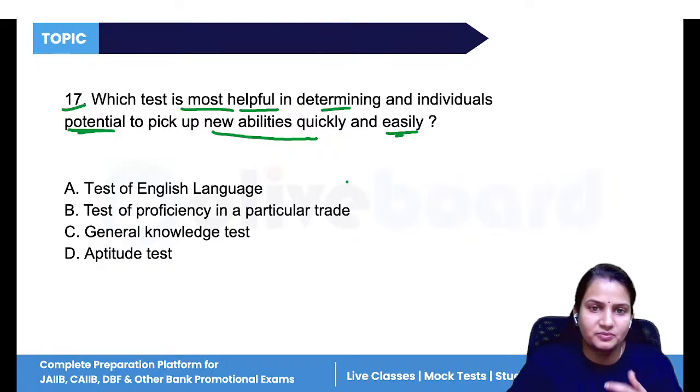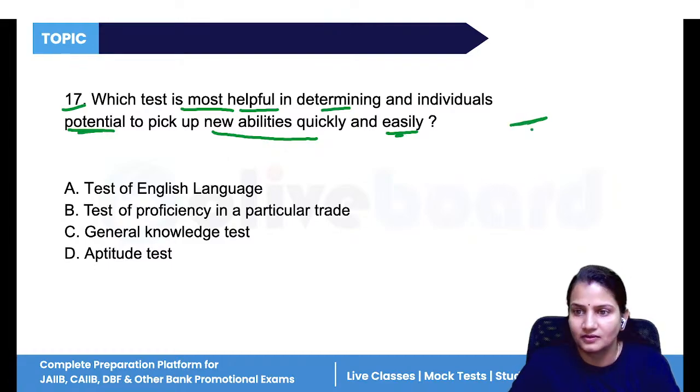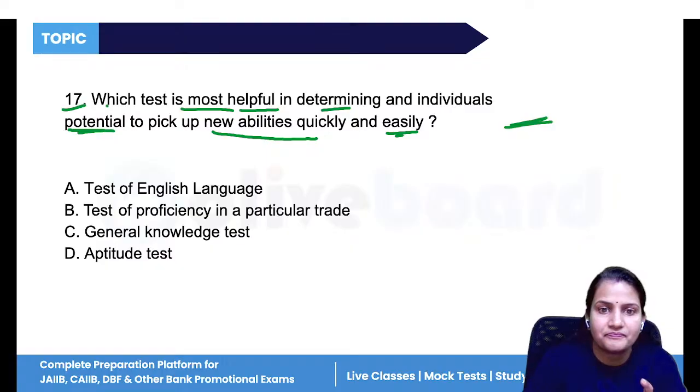See, with the elimination method, you can easily find out the answer. What is the elimination method? You have to eliminate your options. How can you eliminate your options? It says: which is most helpful in determining individuals' potential. Now, what is individuals' potential?